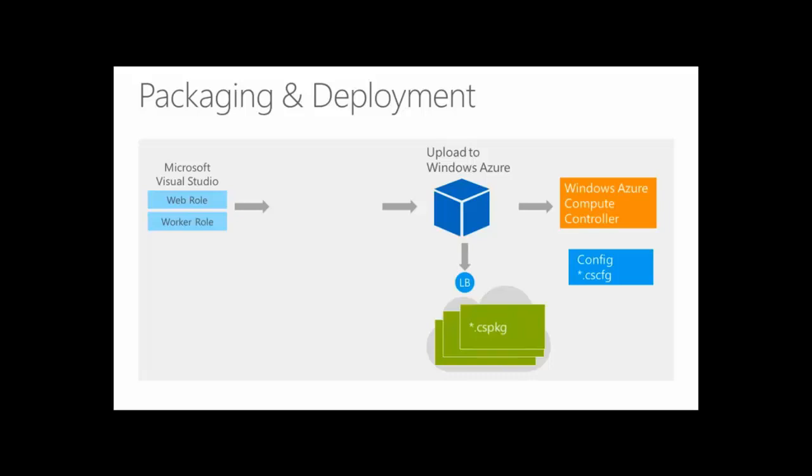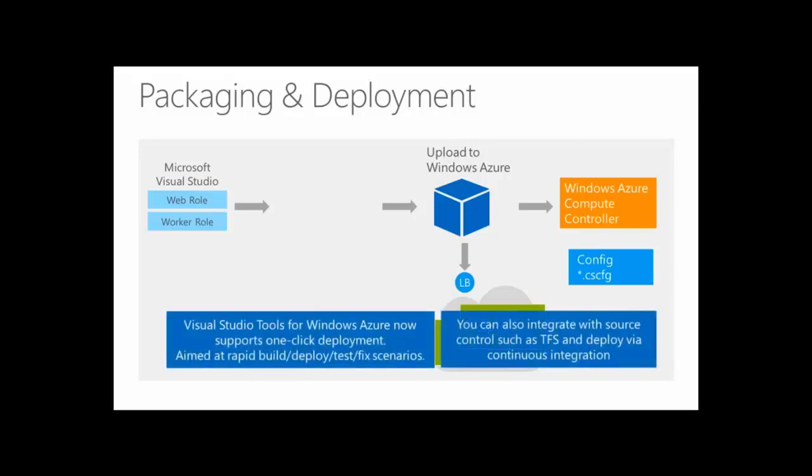So the compute controller defines different things like what the instance sizes are or how many instances there are, and what the load balancer is going to do when it receives a request to your application. But then the CS package file is what gets installed onto the virtual machines themselves in order to create that service and give it the capability to receive requests or run worker processes.